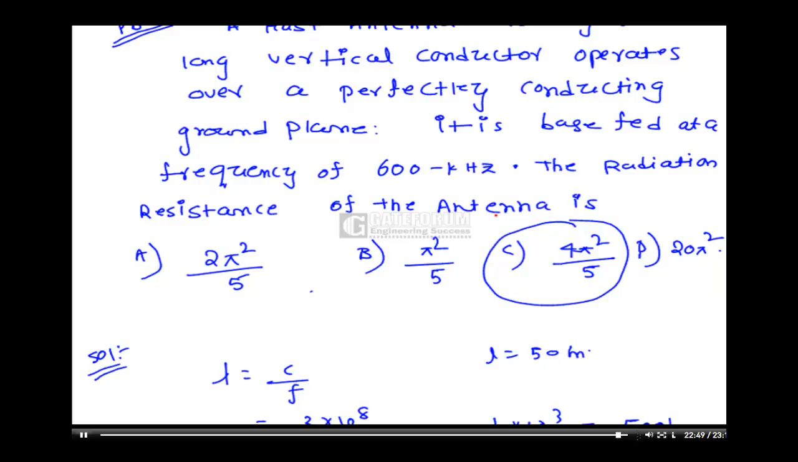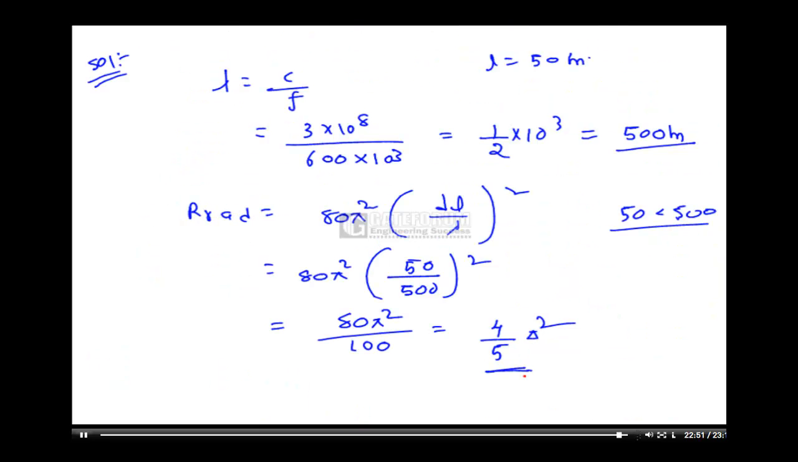In this problem, if you observe, this is a direct problem. The only thing here is to calculate the lambda value and compare with the length. If the length is very much less than lambda, we can directly go for this formula. This is pi square, so option C is the correct answer.